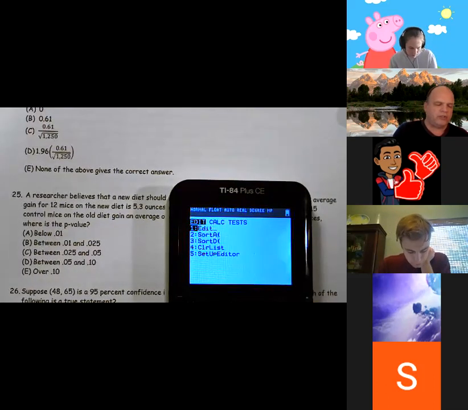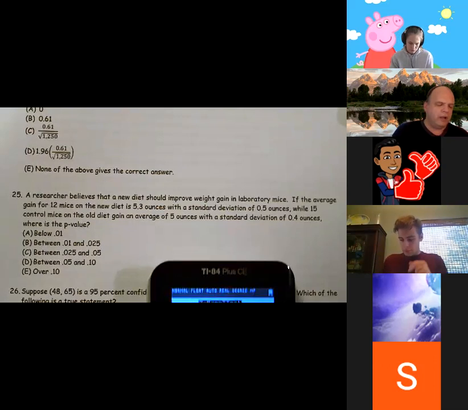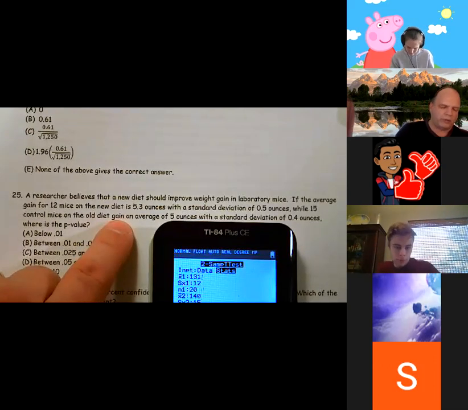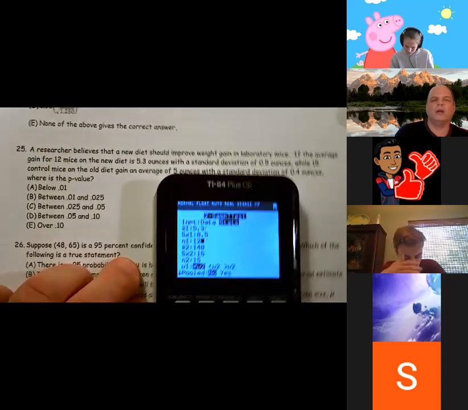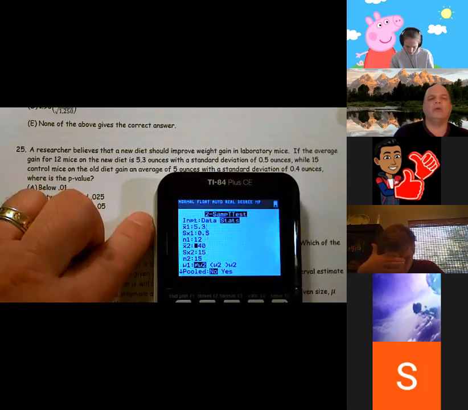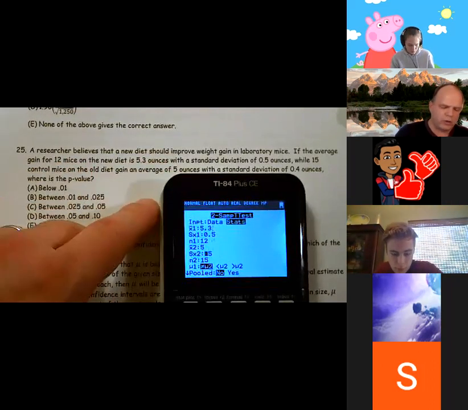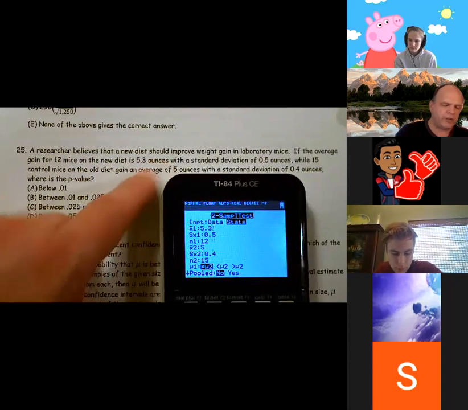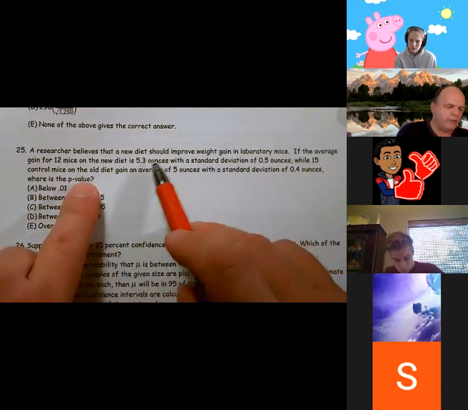This is going to be a two sample T stat test number 4. The new diet was 5.3 with a standard deviation of 0.5, and that was 12 mice. The old diet was an average of 5 with a standard deviation of 0.4. Oops, not 1.4, but 0.4. And a sample size 15. And what were we looking for?